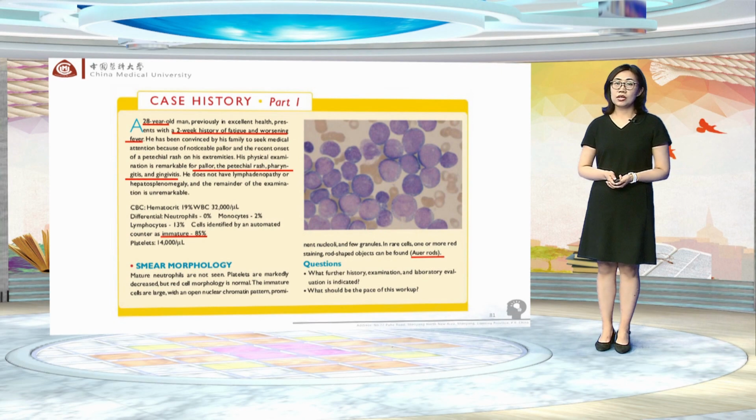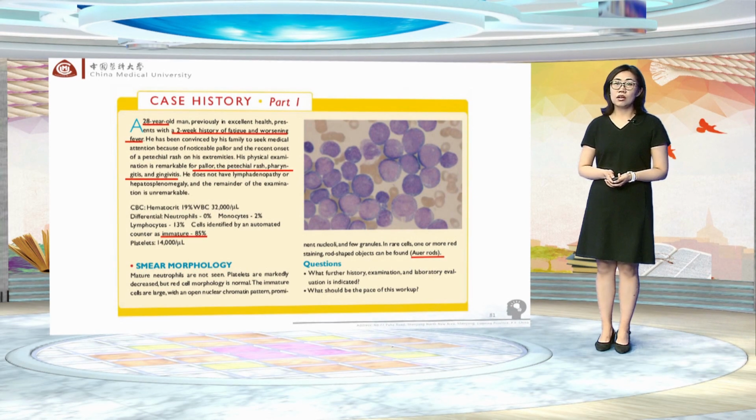His physical examination is remarkable for pallor, the particular rash, pharyngitis, and gingivitis. He does not have lymphadenopathy or hepatosplenomegaly, and the remainder of the examination is unremarkable. The patient has been given a peripheral blood test.